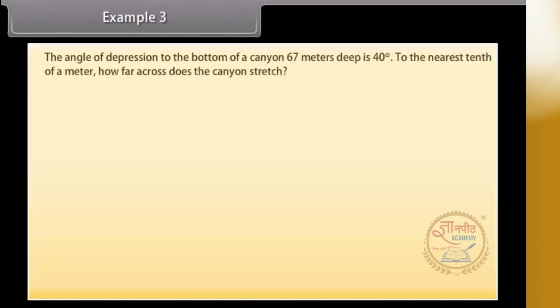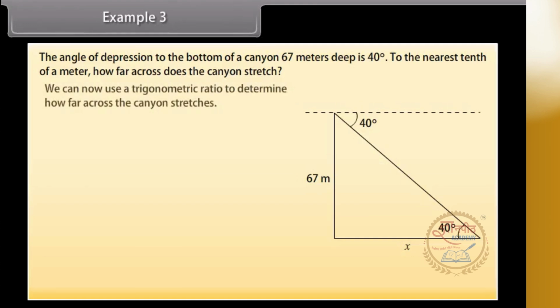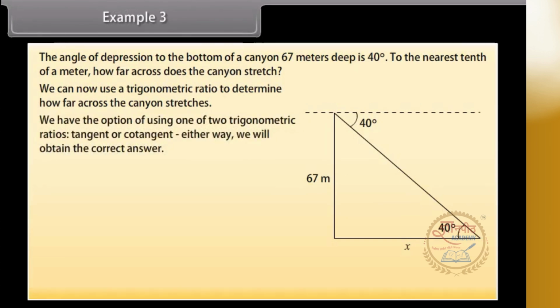Example 3. The angle of depression to the bottom of a canyon 67 meters deep is 40 degrees. To the nearest tenth of a meter, how far across does the canyon stretch? Again, start by drawing a diagram. Remember, the angle is 40 degrees from the horizontal. We can now use a trigonometric ratio to determine how far the canyon stretches. We have the option of using one of two trigonometric ratios, tangent or cotangent. Either way, we will obtain the correct answer.